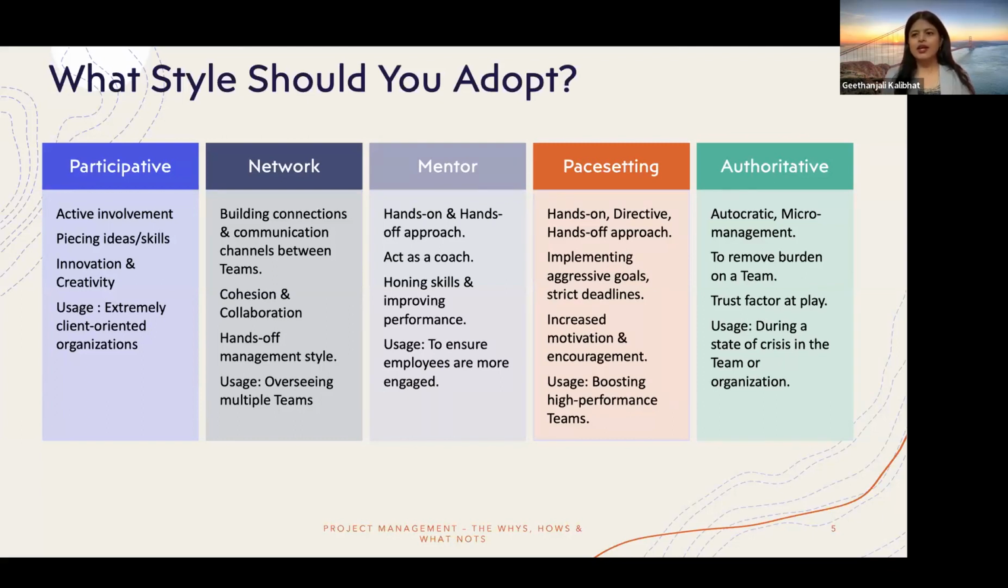Pace setting. Again, here it's hands-on, directive, hands-off. So it's a mix of styles here. When you are dealing with very aggressive goals and strict timelines, that's when you need to adopt this particular style. This is generally many times disliked, but at the same time, this can be a morale booster kind of style, because when it comes to high performing teams which are working under tight deadlines, there is always a situation wherein there can be low morale coming into the picture.